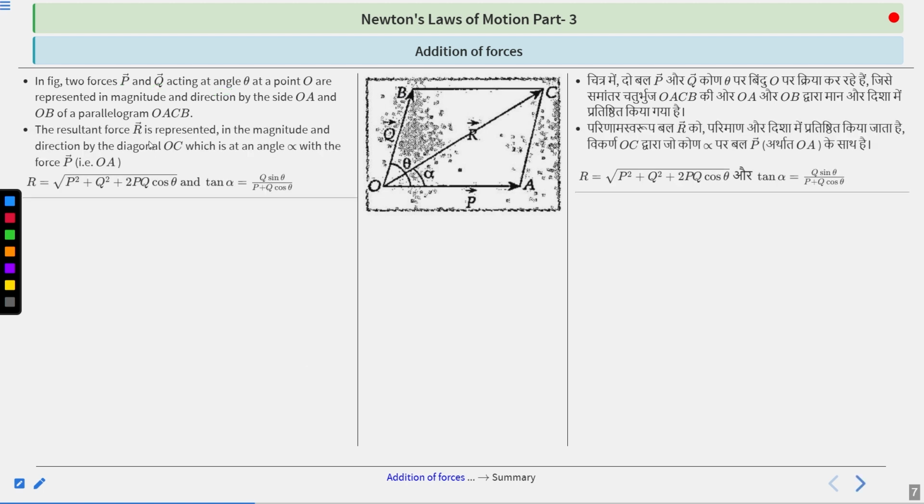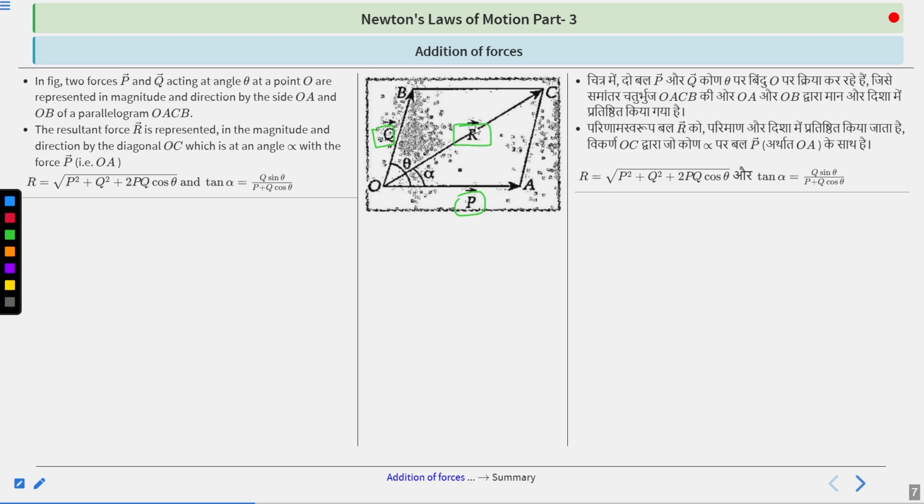The resultant force R. Now you can say these are the component forces, Q and P. Their magnitude and direction are represented by OB for Q and OA for P in the parallelogram OACB. The resultant force will be R.